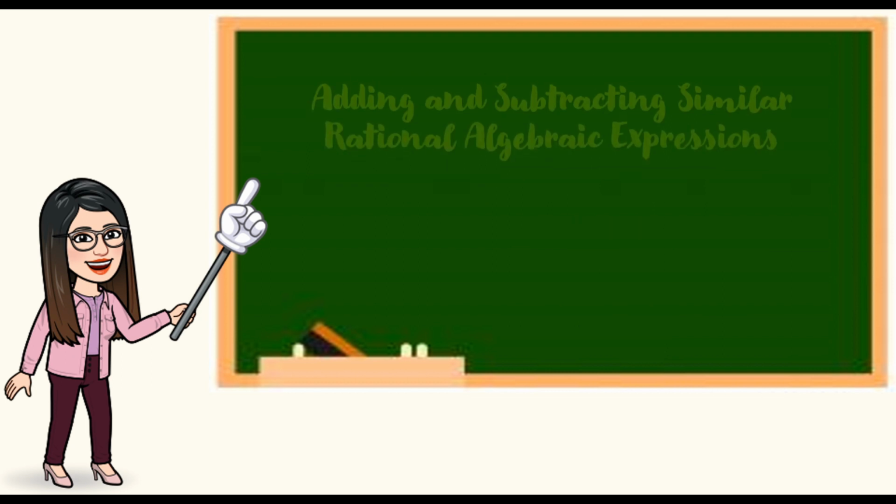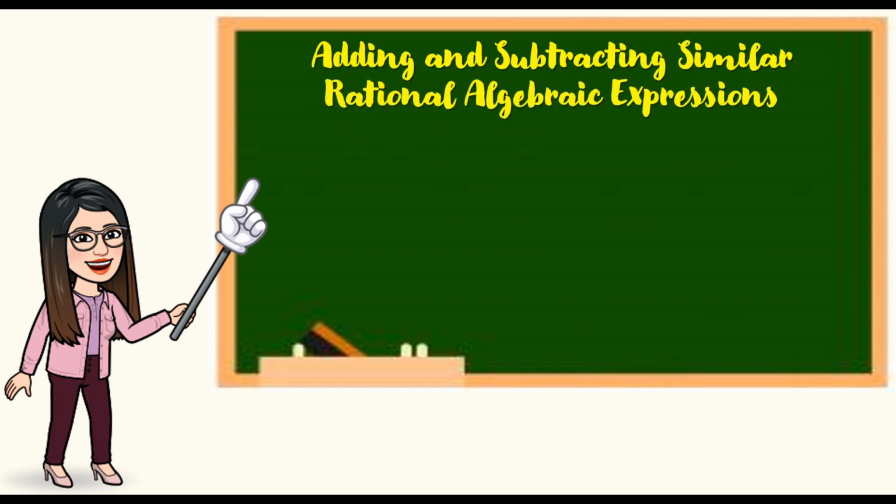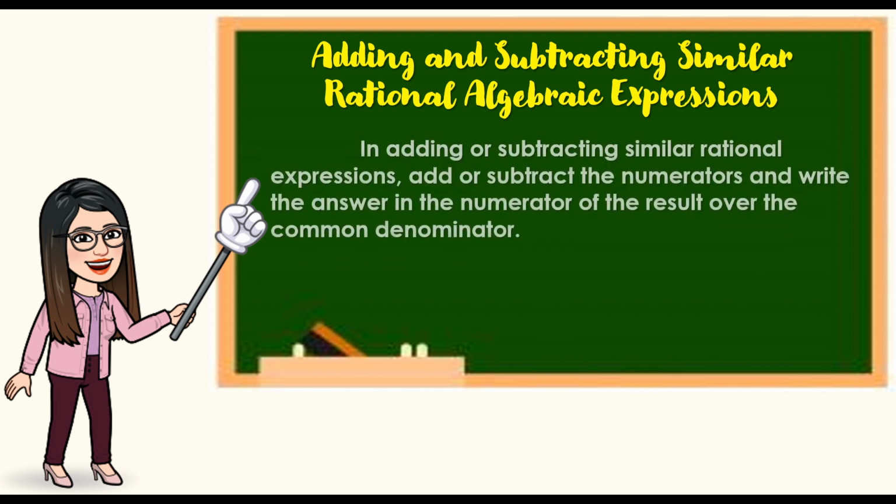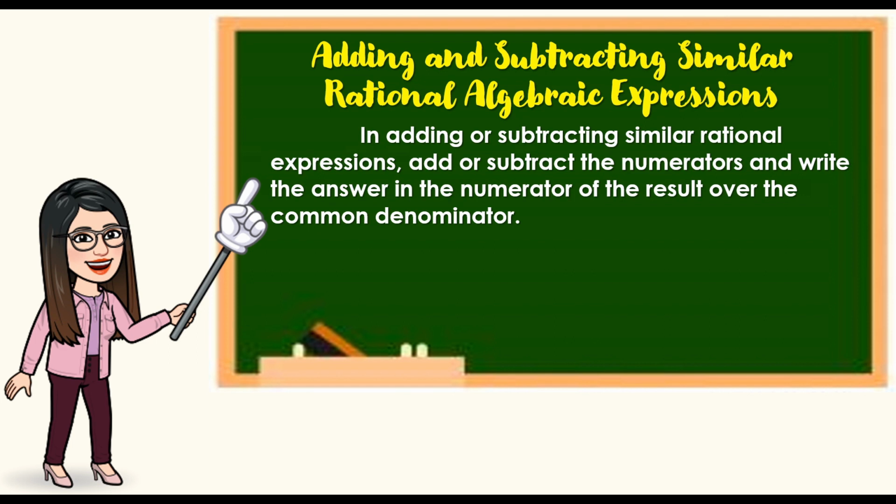Okay? So let's now proceed with adding and subtracting similar rational algebraic expressions. In adding or subtracting similar rational expressions, add or subtract the numerators and write the answer in the numerator of the result over the common denominator. In symbols, it is a over b plus c over b is equal to a plus c over b, where b is not equal to 0.